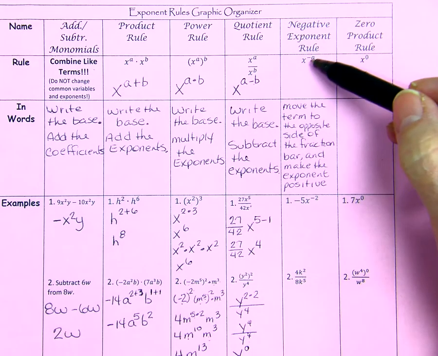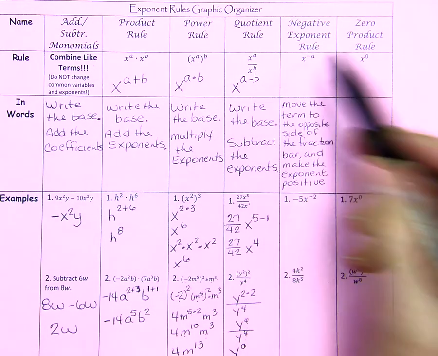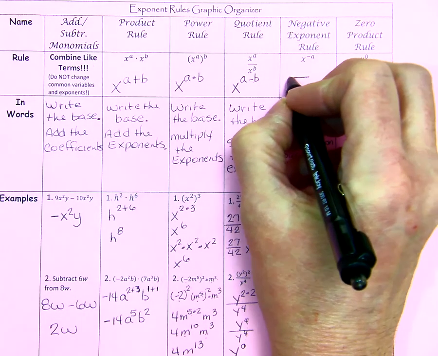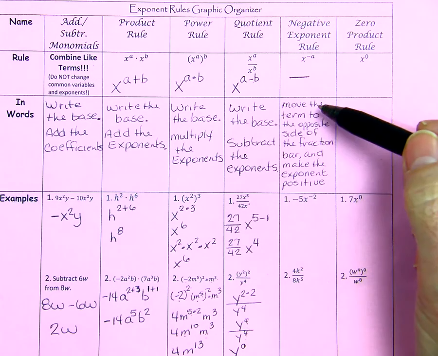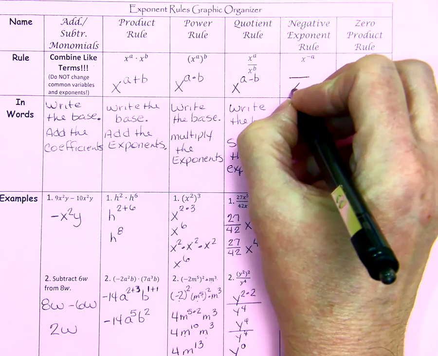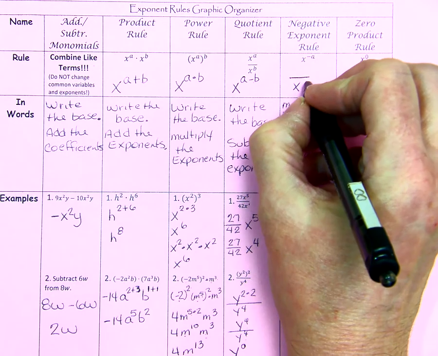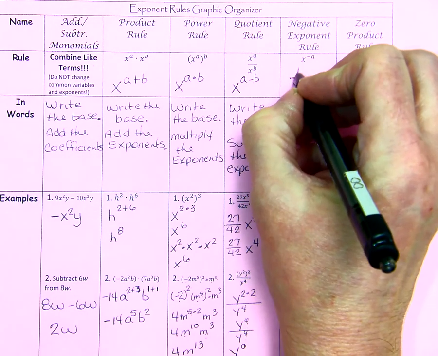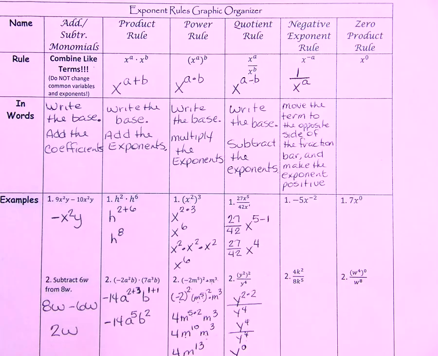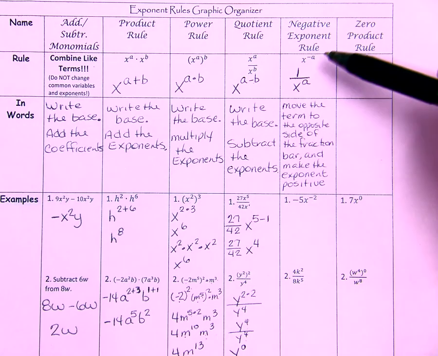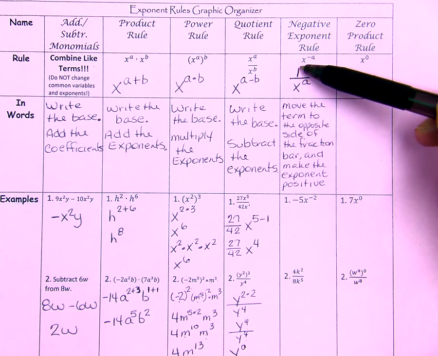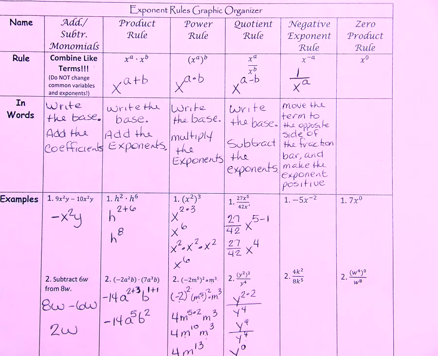So up here, x to the negative a. X is in the numerator. The opposite side of the numerator is the denominator. So we would move x into the denominator. Instead of having a negative a, it now has a positive a. And of course, with any fraction, if there's nothing there, it's actually a 1. So this becomes, instead of x over 1, 1 over x to the positive a.